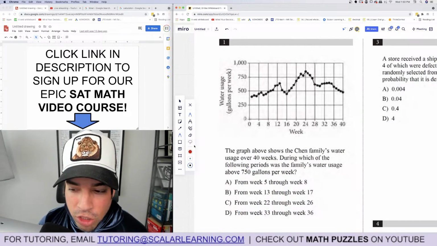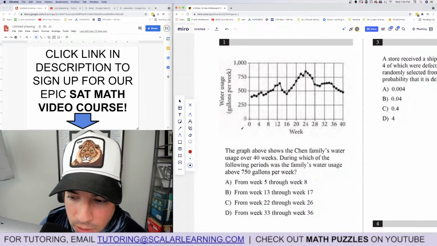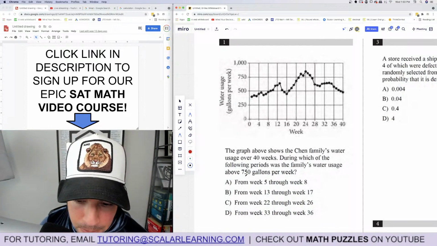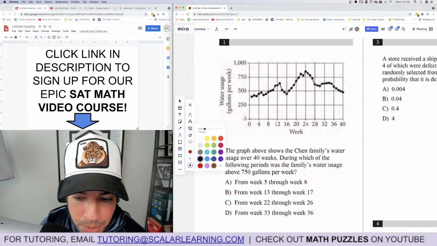The graph above shows the Chen family's water usage over 40 weeks. During which of the following periods was the family's water usage above 750 gallons? Let's see, that's better.